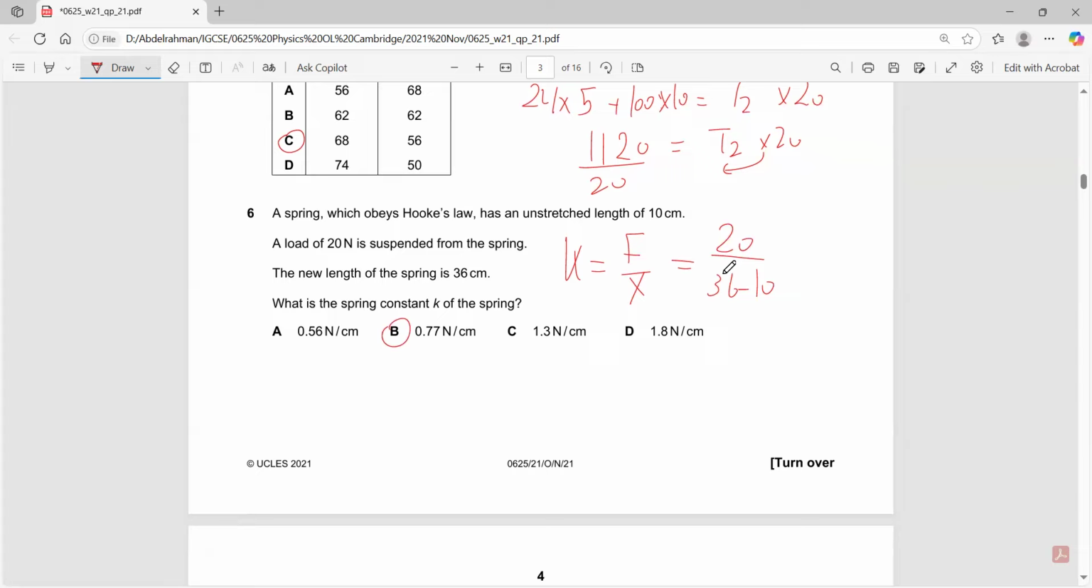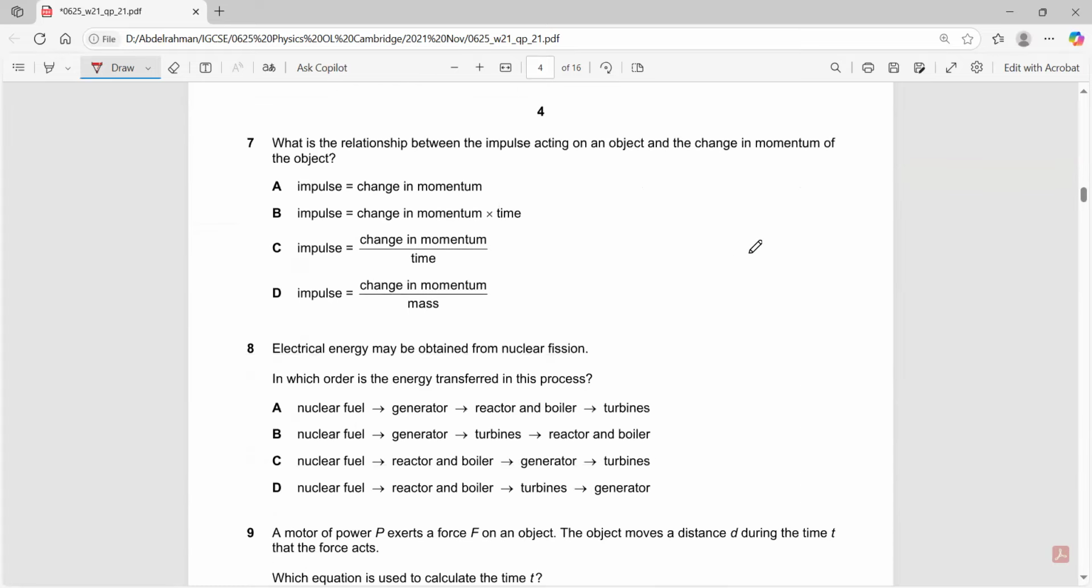Can I find the impulse? Yes. Impulse would be the change in momentum. That's it. Change in momentum, and that is it. If you had the force, you would have said force times time.